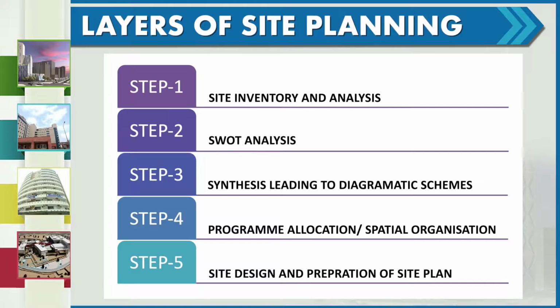Now coming to the site planning process. The process of site planning can be summarized into 5 steps. The first and foremost is site inventory and analysis. The second one is SWOT analysis. Third is synthesis leading to diagrammatic schemes. The fourth one is program allocation and spatial organization. The fifth is the site design and preparation of site plan.